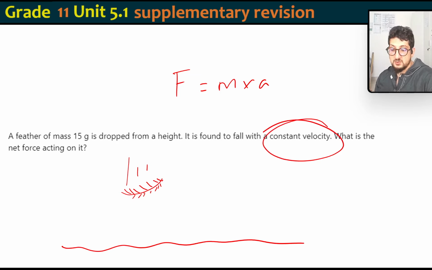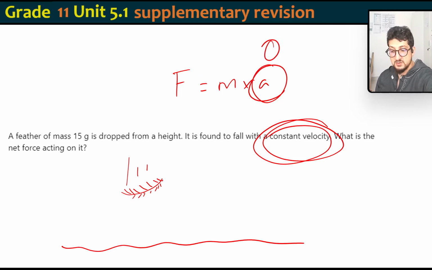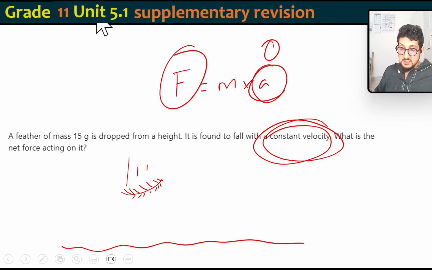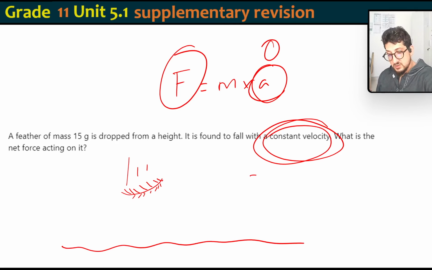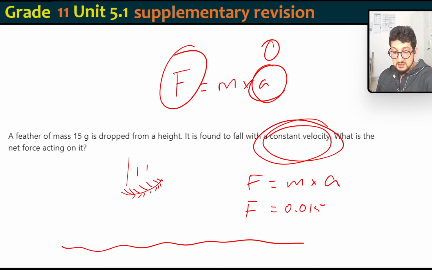But it's telling us it's falling at constant velocity, which means there is no acceleration, or an acceleration of zero. If the acceleration is zero, it doesn't matter what the mass is, the force is going to be zero. So it's force equals mass times acceleration, and since it doesn't matter what the mass is, 0.015, since the acceleration is zero, the force is equal to zero. Constant velocity, no force acting on it, because there's no acceleration.